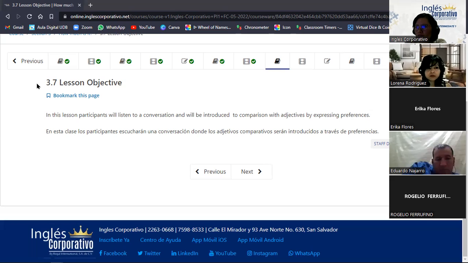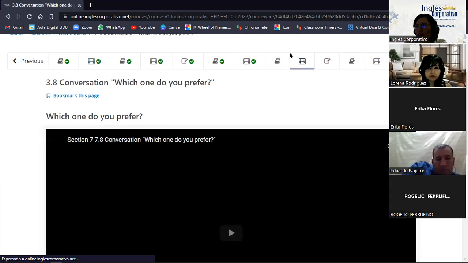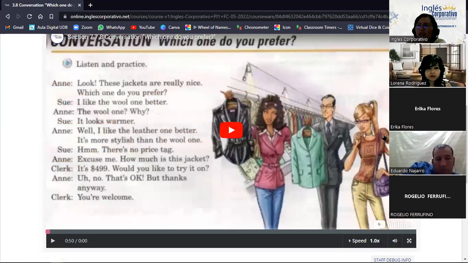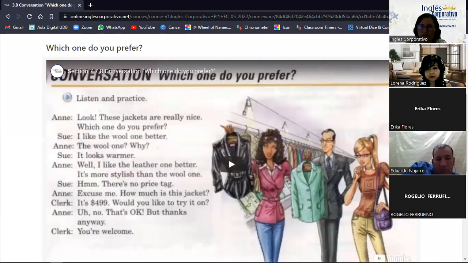Entonces, in lesson 3 or section 3, there is a lesson objective in 3.7, and it says, in this lesson, participants will listen to a conversation and will be introduced to comparison with adjectives by expressing preferences. And there it shows you a video, and we listened to the conversation. We practiced the conversation yesterday, right? And lo que quiero resaltar es lo siguiente.